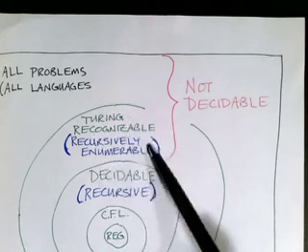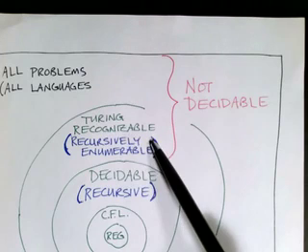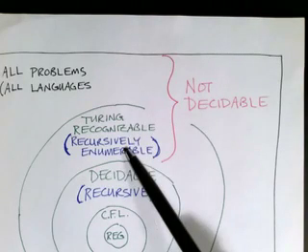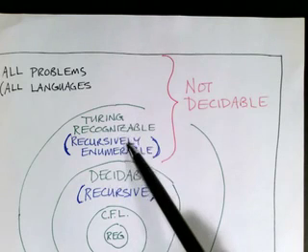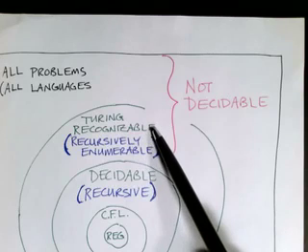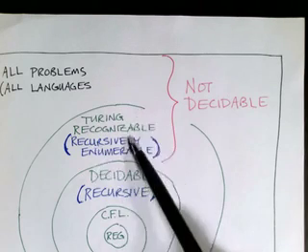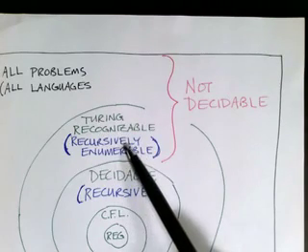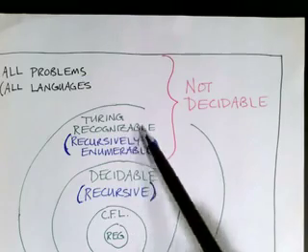But for languages in this category, there is no Turing machine that will decide them. There is no Turing machine that will always halt for every conceivable input. There are Turing machines that exist that will halt for every valid input, that is, for every input that is a part of the language. But there is no Turing machine that can be guaranteed to halt for all inputs and have the correct answer.